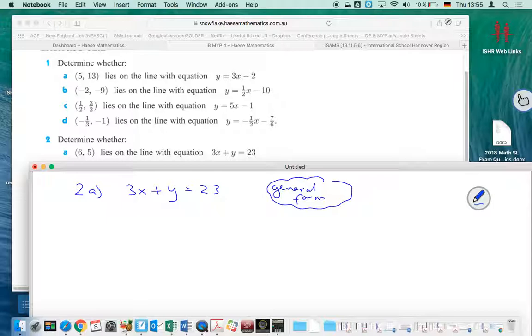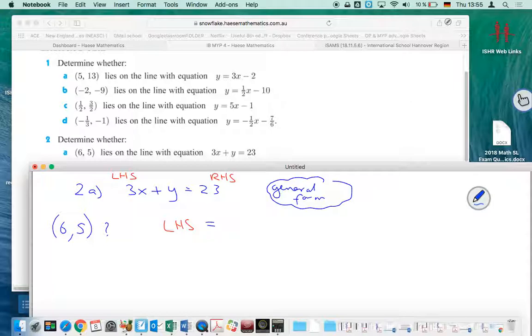Now, I want to know whether the point (6, 5) lies on the line. So I'm going to use the same method as before. What's on the left of the equal sign? That's the left-hand side, and this is the right-hand side. Now, in the last problem I started on the right. That doesn't make much sense here, because actually all the action is happening on the left. That's where all the work is being done.